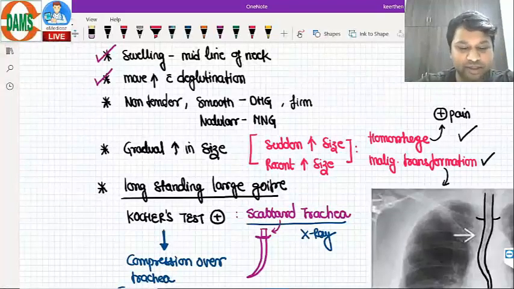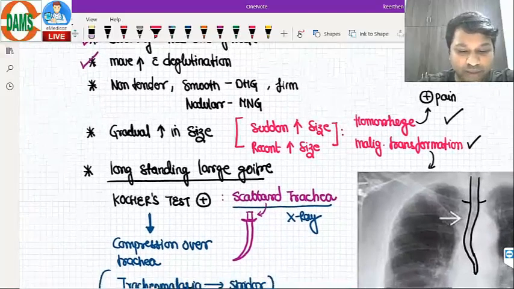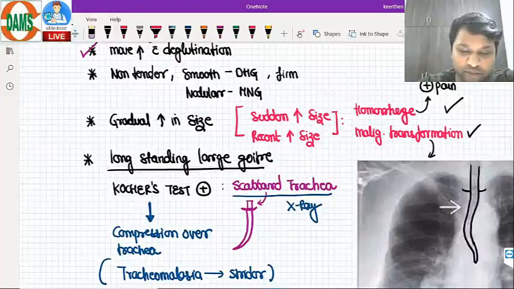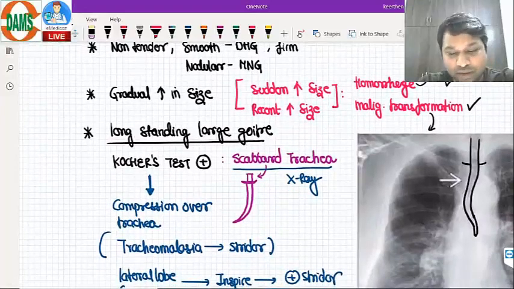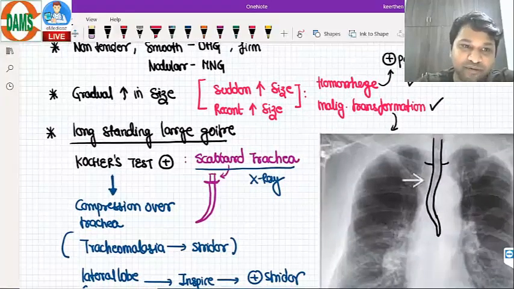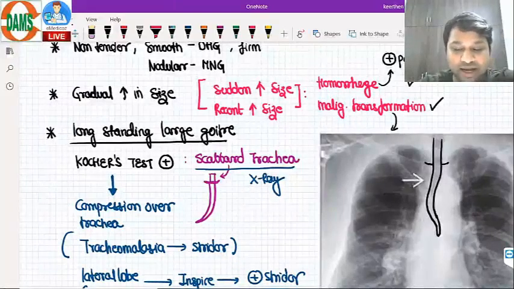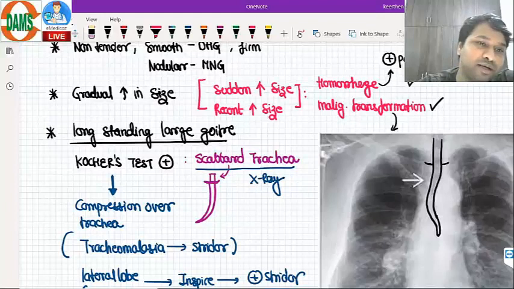So clinical features: swelling in the midline of the neck, moves with deglutination, non-tender, smooth if it is diffuse, nodular if it is going to be multinodular. It is going to be firm. There will be gradual increase in size. I told you one pitfall to remember. If there is sudden increase in size, there could be 2 reasons. Either it is a hemorrhage or a malignant transformation.